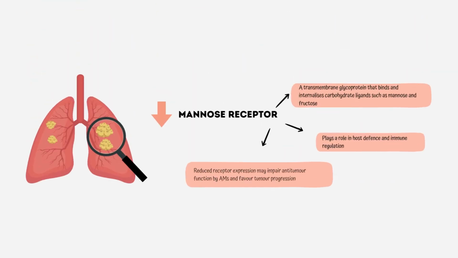In addition, reduced expression of mannose receptor by AMs in lung cancer patients has also been shown. Therefore, reduced receptor expression may impair anti-tumor function by AMs and favor tumor progression.